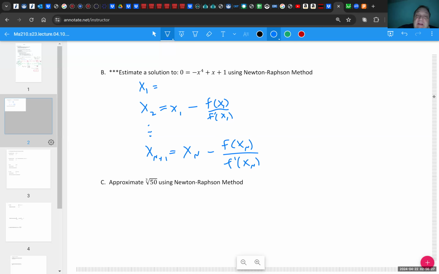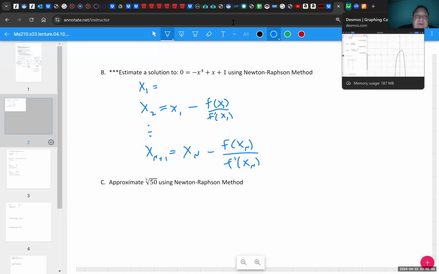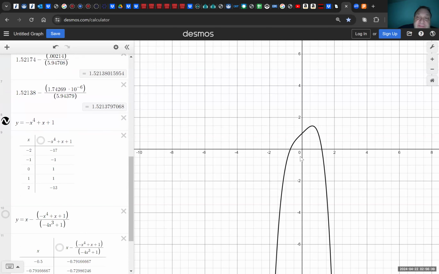Okay, so let's try to find an x1. And once again, we're going to make a table. You can make a table by hand if you had no technology, but I'm too lazy. I'm going to make a table using technology. So here's my function. You can see it actually has two x-intercepts, here and here. So we're only going to find one, but you could do the process all the way to find one solution and then repeat with a different starting x1 value to find the other solution.